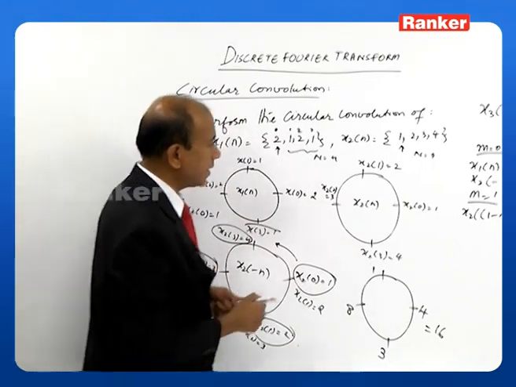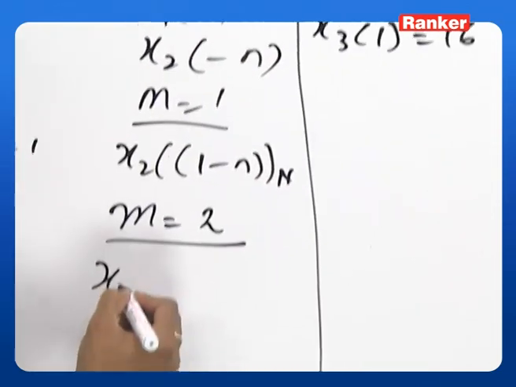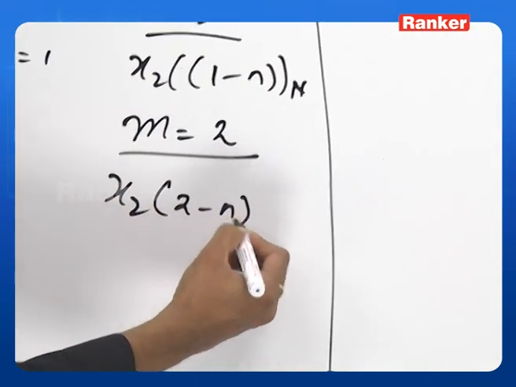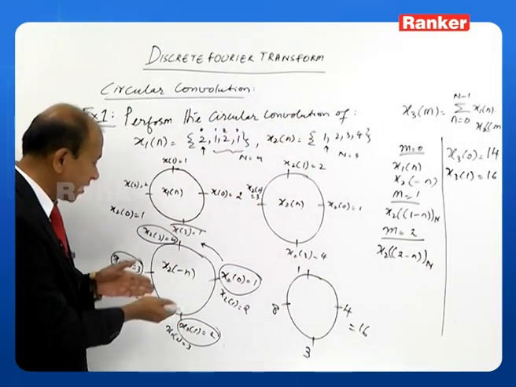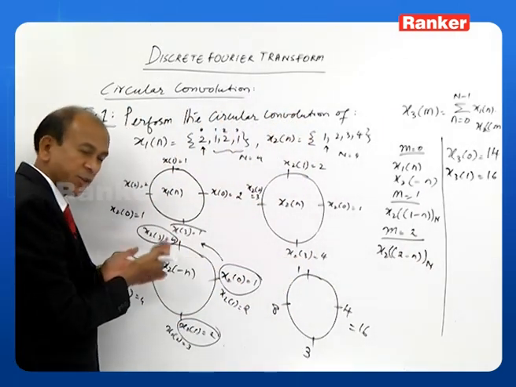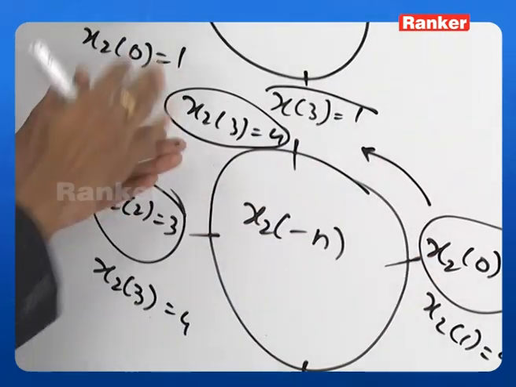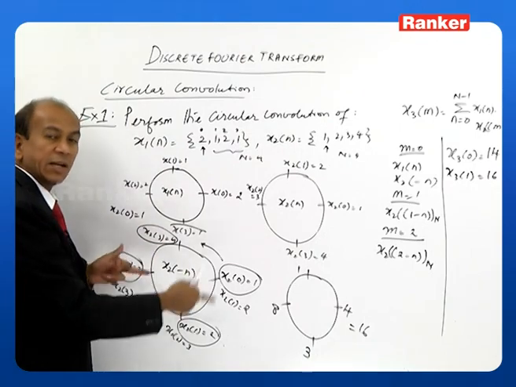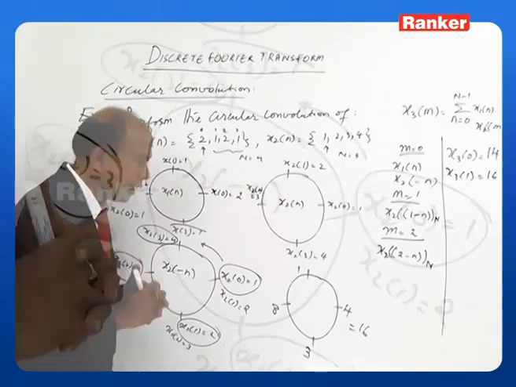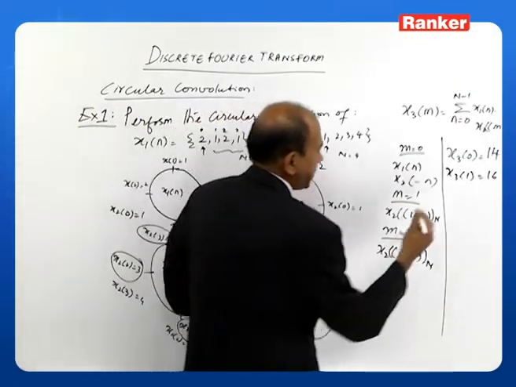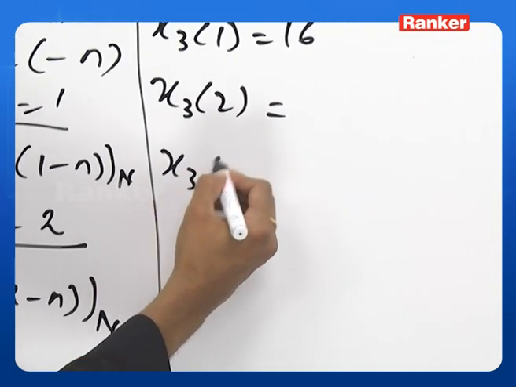Next, what will happen when I take m is equal to 2, x2 will be equal to 2 minus n, okay, this will be n. So what we have to do here is, now this again we have to shift by one more step. So this will come here, this will come here, this will come here, this will come here. So there will be a circular rotation. Circular rotation will happen here. Now when this is happening, then you will get a value for x3 of 2 and then x3 of 3.